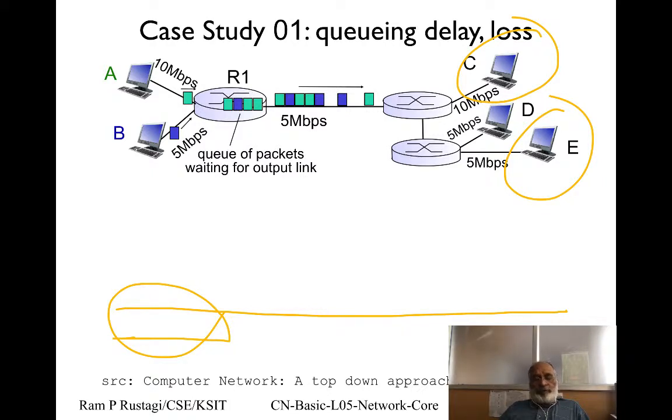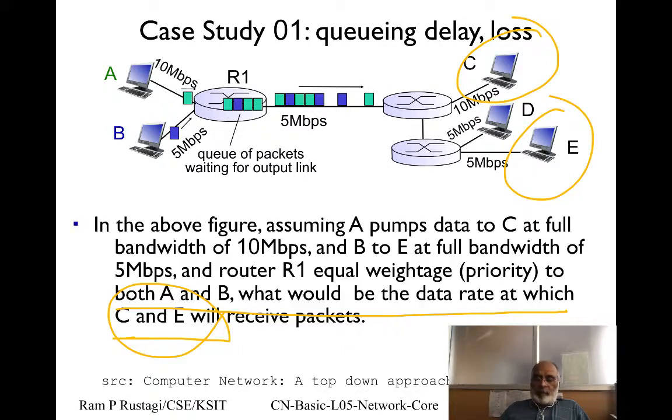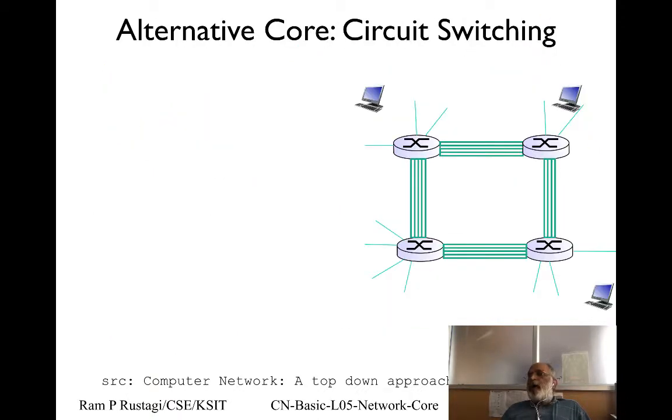Now, as you've already said, since our router R1 is treating both A and B equally at the fair rate, that means out of the 5 Mbps, it will give 2.5 Mbps to A, it will give 2.5 Mbps to B, and other packets would be dropped. So C would be receiving at the rate of 2.5 Mbps and E would be receiving at the rate of 2.5 Mbps. The alternative to packet switching is what is called circuit switching.